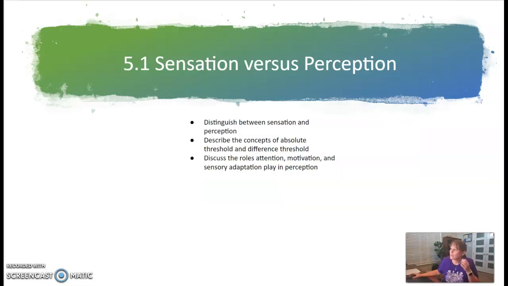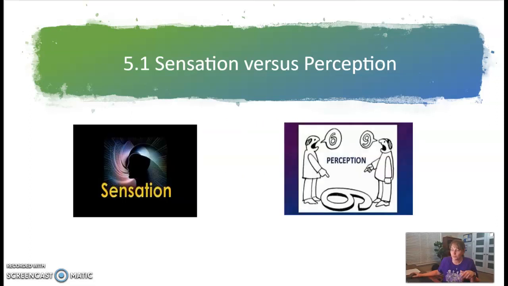Our next one is describe the concepts of absolute threshold and difference threshold. It stays in the same house of sensation and perception. So let's talk about that. Absolute threshold refers to the minimum amount of stimulus energy that must be present for the stimulus to be detected 50% of the time. Usually this is studied in a very controlled atmosphere. Basically, it's how sensitive our sensory organs are.